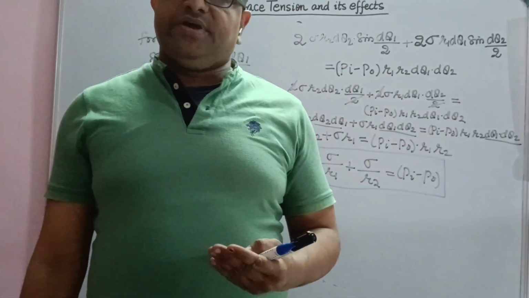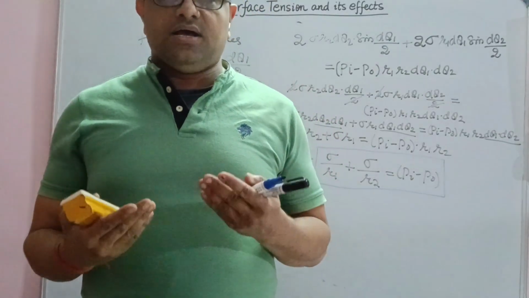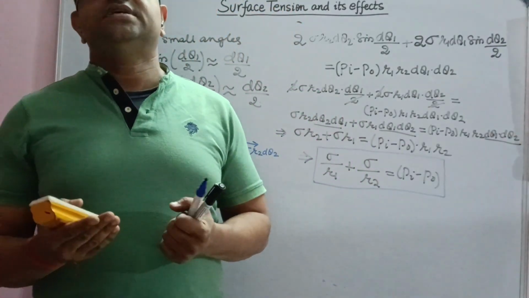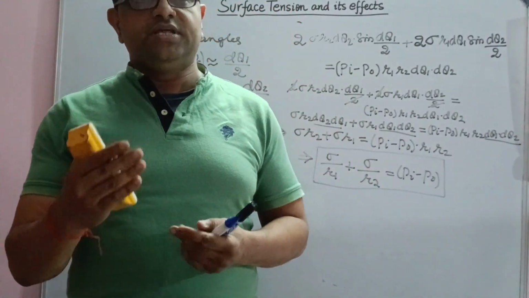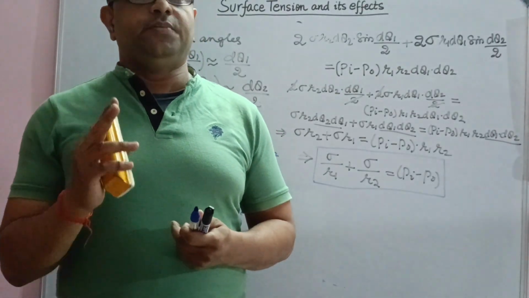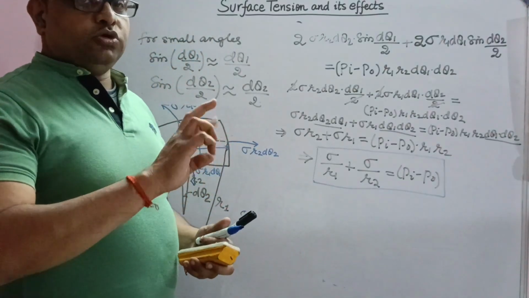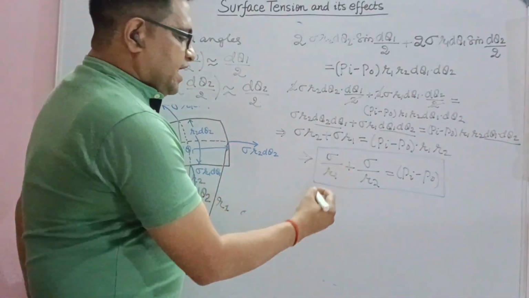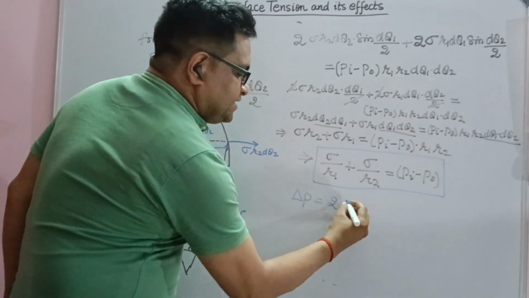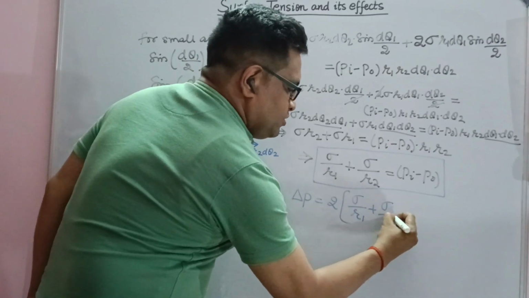Now, if the liquid surface coexists with another immiscible liquid or, suppose, a gas on both sides, then the surface tension force appears on both the concave side and the convex side, and the net surface tension force on the surface will be twice of what we have got. So, if there are liquids on both sides, we will have a net pressure of del P, which will be equal to twice of sigma upon R1 plus sigma upon R2.